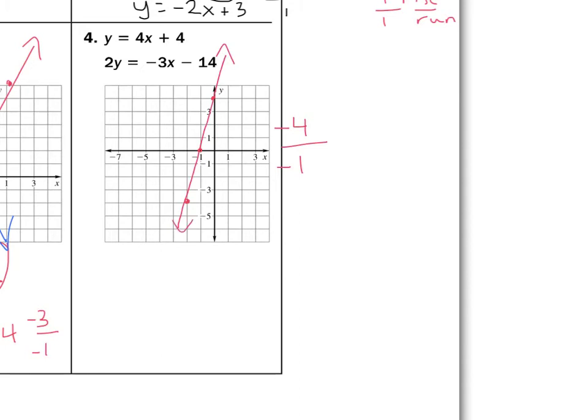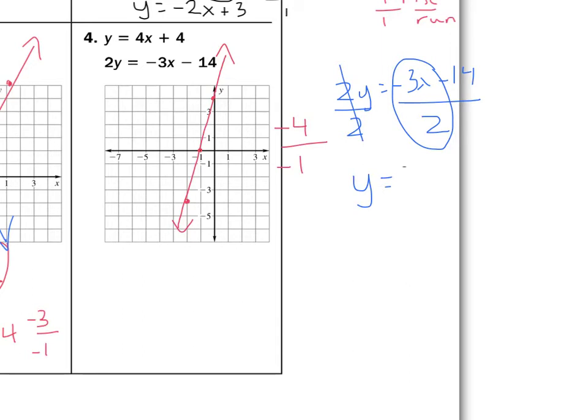And for the second equation, 2y equals negative 3x minus 14. I'm going to divide both sides by a 2. It's going to leave me with a fraction on this first one, and that's fine. The 2's are gone. It's going to leave me with negative 3 halves x minus 14 divided by 2 is 7, so minus 7. So this one's going to cross at negative 7, but it's going to have a slope of negative 3 halves.